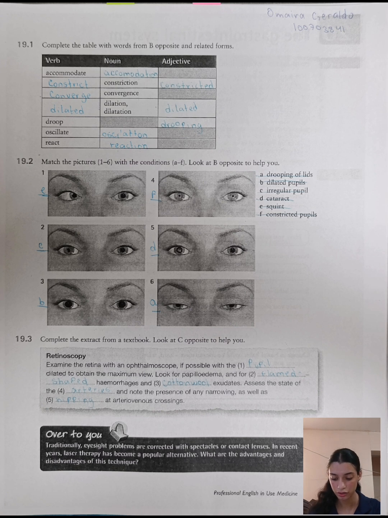19.3. Complete the extract from a textbook. Look at C opposite to help you. Ophthalmoscopy. Examine the retina with an ophthalmoscope. It's possible with the pupil dilated to obtain the maximum view. Look for papilledema and for flame-shaped hemorrhages and cotton wool exudates. Assess the state of the arteries and note the presence of any narrowing as well as nipping at arteriovenous crossings.